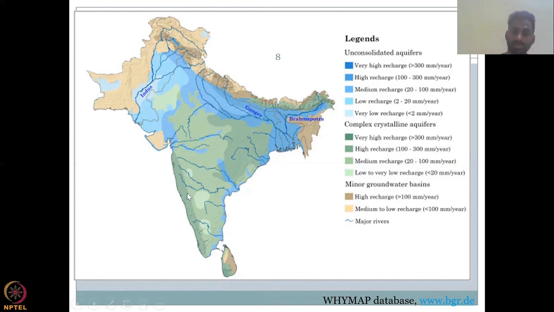Moving into the central location, it is formed by more complex crystalline hard rock aquifers. Some of the regions have very high recharge. If you look at this region, it's greater than 300 millimeters per year, almost as high or higher than the Ganges Basin in some regions. Why would that be possible? Because this region, if you look carefully, is the Western Ghat region, where you have a lot of slopes, the big hill range. And these hill ranges have a lot of erosion, which gets deposited, and that deposition becomes your aquifer.